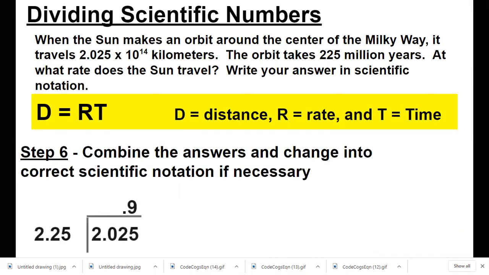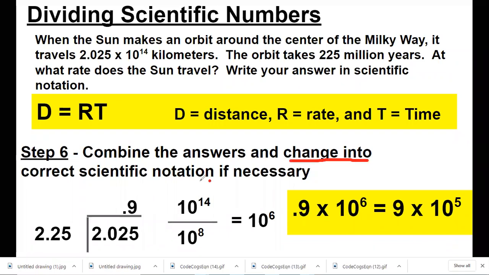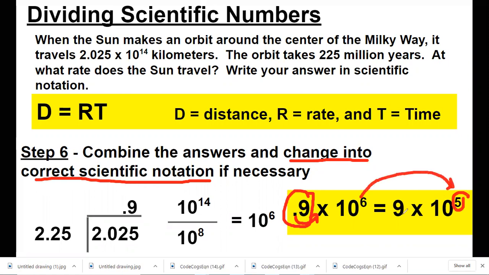Oh, combine the answers. We just did that verbally. We didn't actually officially do it. So 0.9 times 10 to the 6th. Oh, what is one more step we need to do, right? We have to change into the correct scientific notation because 0.9 here is not between 1 and 9.99. I have to move my decimal 1 to the right. When I move my decimal to the right, I decrease my power of 10. So 6 becomes a 5. So now 9 times 10 to the 5th is in scientific notation.